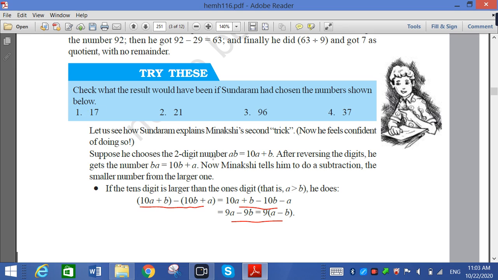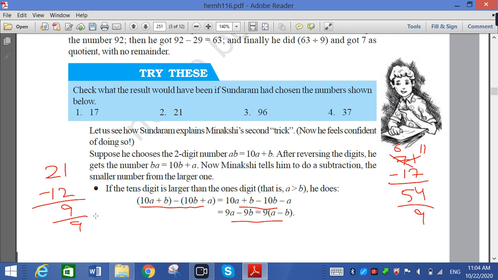So if I take 17, the reverse is 71. 71 minus 17. So 11 minus 7, that is 4. And here it is 6, 6 minus 1, that is 5. 54 is divisible by 9. If 21 is there, the reverse number is 12. Now if I subtract it, I get the answer 9. So it is divisible by 9.